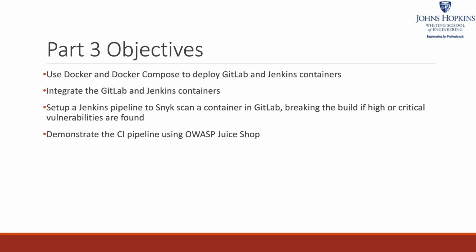The objectives of this part were to use Docker and Docker Compose to deploy GitLab and Jenkins containers fully configured, and then to integrate those containers so that they could communicate with each other, and then to set up a pipeline within Jenkins to Snyk scan the contents that it would pull over from GitLab, breaking the build if there were any high or critical vulnerabilities found. Then to demonstrate this pipeline using the OWASP Juice Shop.